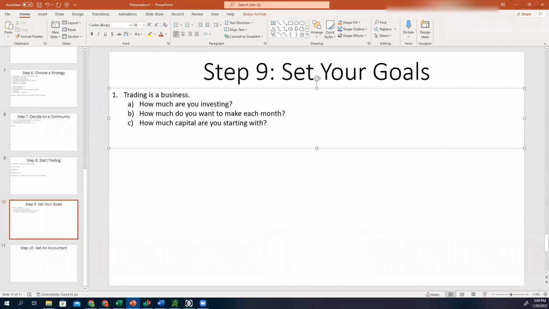You should have a P&L. You should have it all worked out that, okay, I need to make $15,000 in profit a month. I am going to do that. I have $35,000 to start with. These are my goals. And then keep track of them throughout.